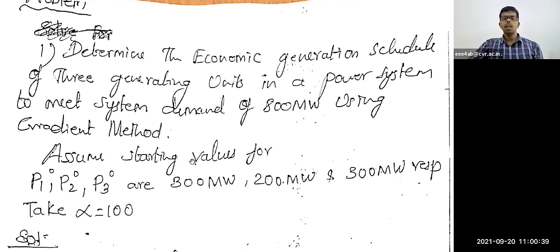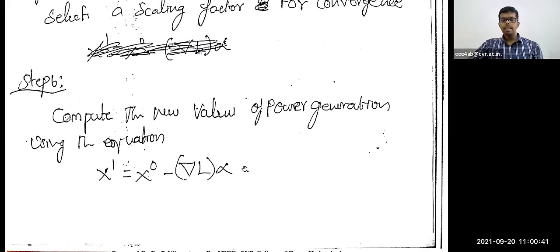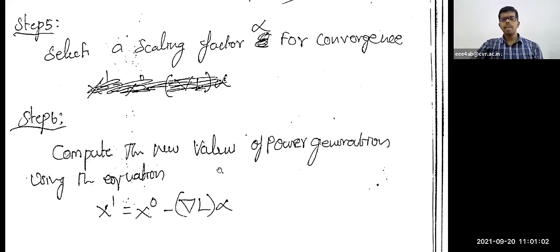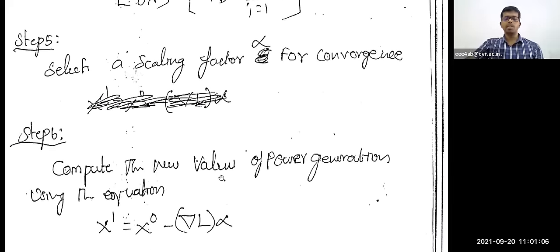Del L into alpha. Del L we already calculated, and the scaling factor alpha we already considered. That also we need to take into account. So x dash is nothing but x naught minus del L into alpha. So we have 6 steps, and with only these 6 steps we can easily find out the answer.